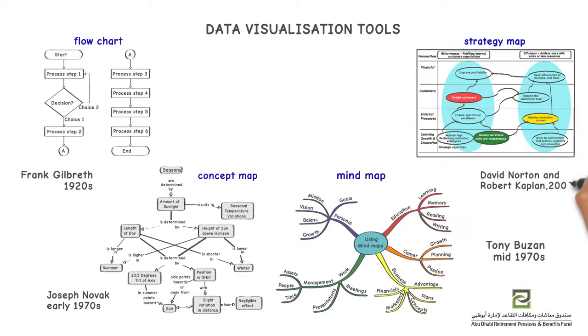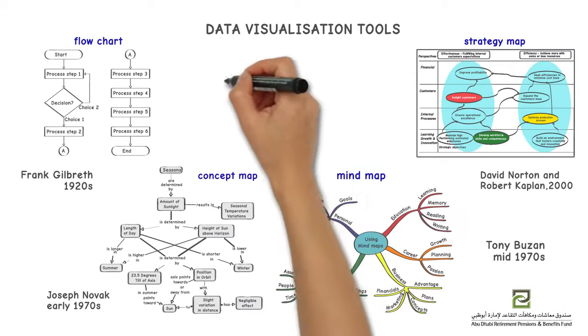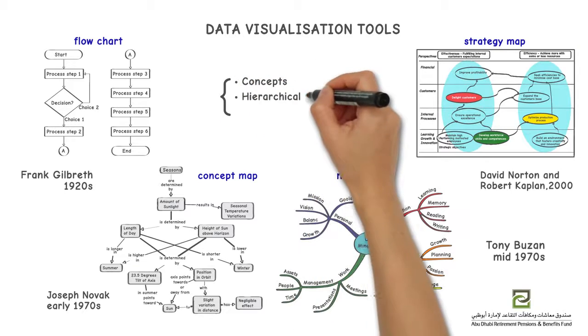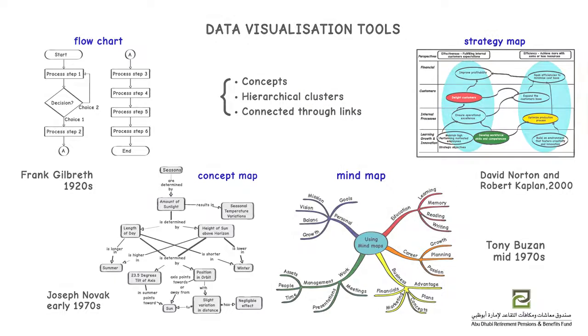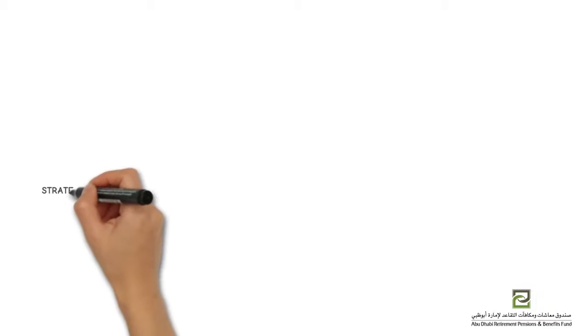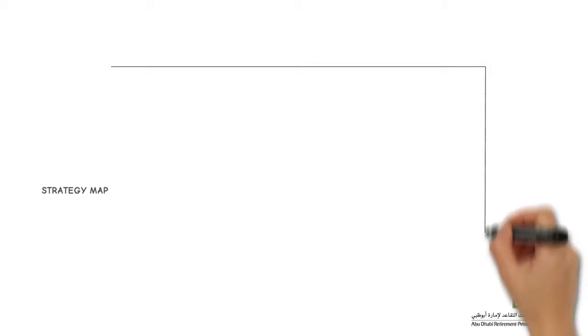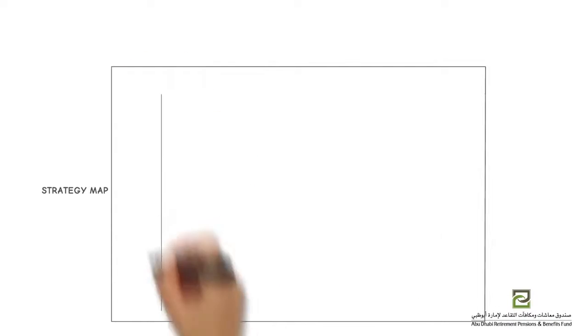topic starting with 2000. These tools represent mental structures that contain concepts, nodes, grouped into hierarchical clusters and connected through directional named links to make propositions. What sets the strategy map apart is its emphasis on multiple layers of clusters.